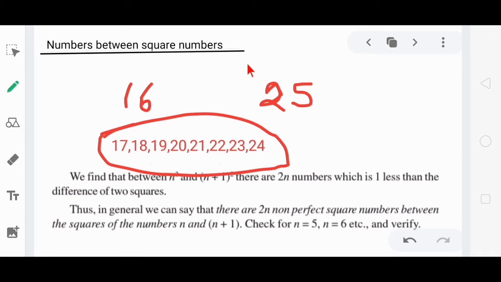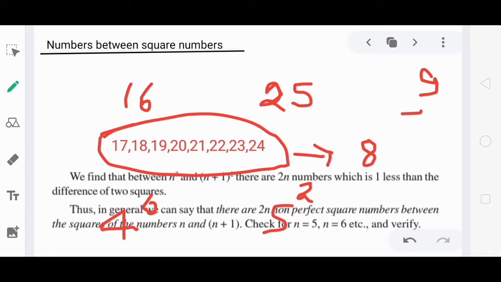Students, here 16 is written as 4 square and 25 is 5 square, and the number of non-square numbers is 8. It is just double of 4, 2 times 4, and 1 less than the difference of the numbers. When you subtract 16 from 25, you get 9, and this number, 8, is 1 less than the difference. So we can have a formula here.